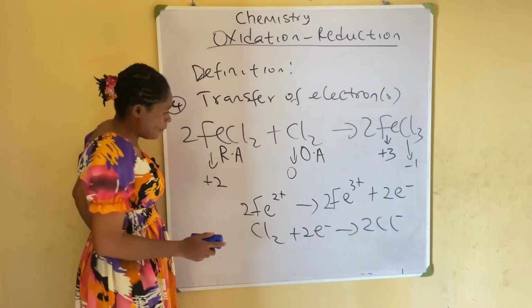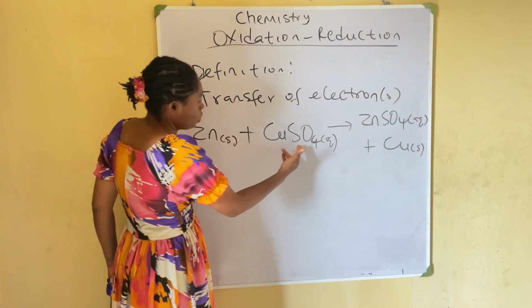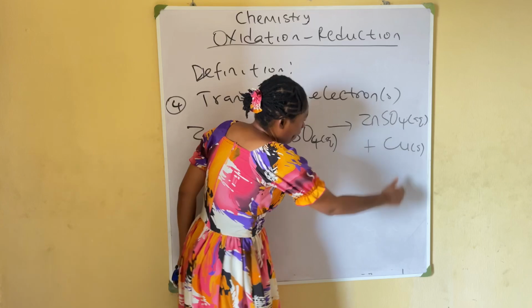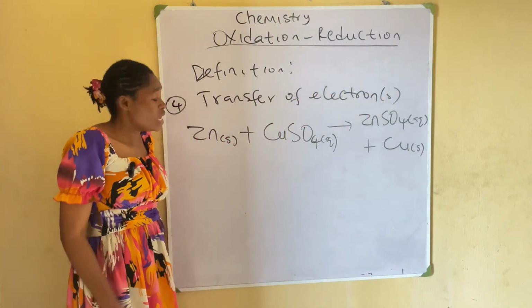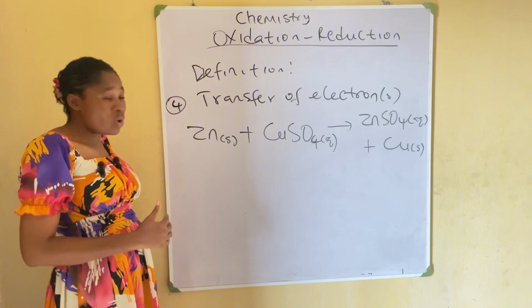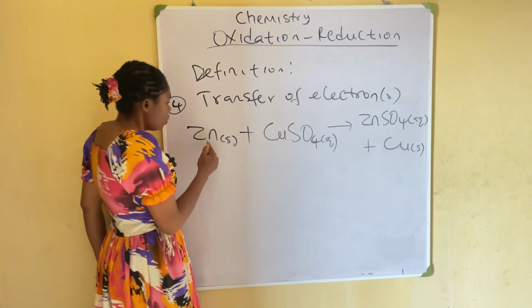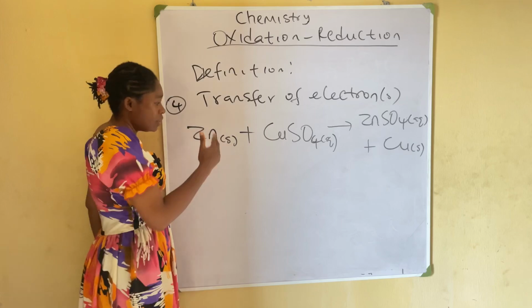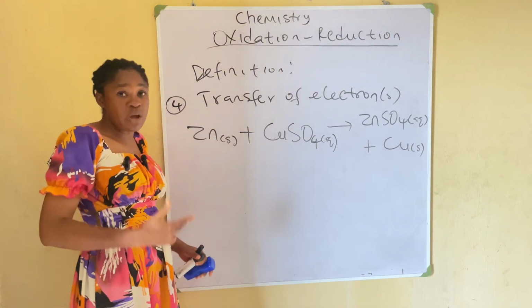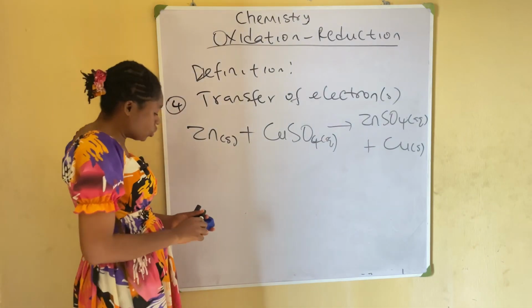Okay, let's look at another example of zinc reacting with copper 2 sulfate to give zinc sulfate plus copper. What happened here? This is a displacement reaction. Yes. It's also an example of redox reaction, where you have 2 electropositive metals, the most electropositive of them is the reducing agent.